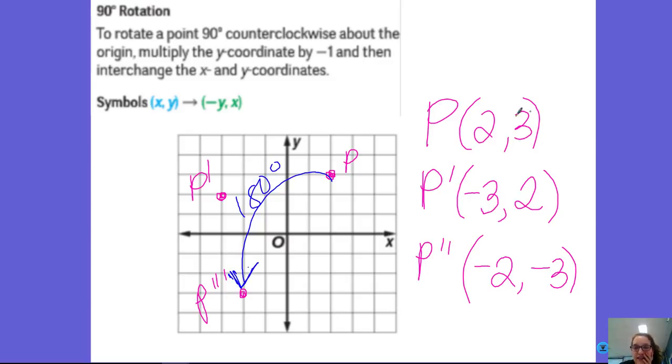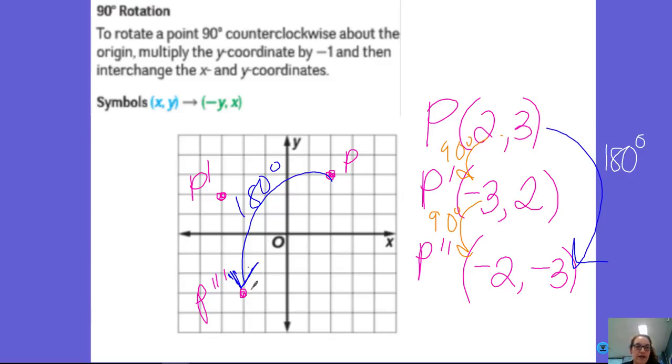Interesting. Notice how I got straight from P to P double prime. After I rotated it 90 degrees twice, aka rotating it 180 degrees, to rotate something 180 degrees, you're just going to make your x coordinate the opposite sign and make your y coordinate the opposite sign. Interesting, which is the same thing as just rotating 90 degrees twice. So rotating 90 degrees and then 90 degrees again will get you the same thing as 180.